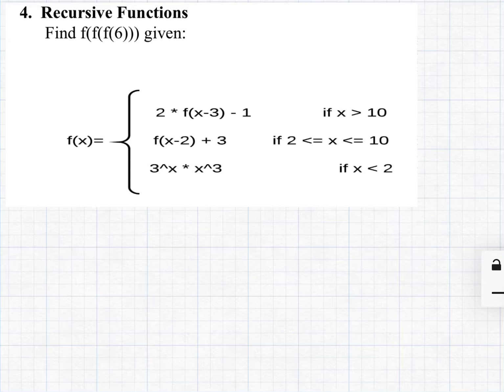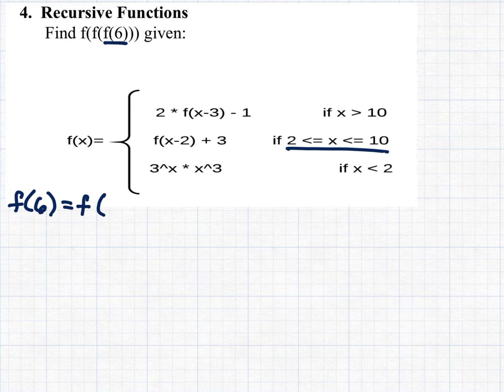Okay, to solve this recursive function, we have to start with this inner f of 6. So we're going to solve for f of 6. And f of 6 is not greater than 10, but it is between 2 and 10. So we're going to use f of x minus 2, which is 4, plus 3.